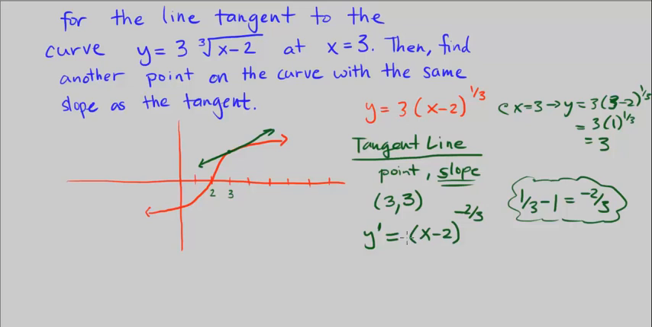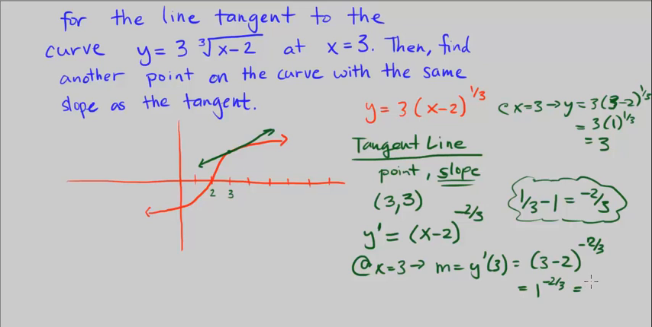So what is the slope at x equals 3? At x equals 3, y prime is our slope. I can even say m equals y prime at 3, which is equal to (3 minus 2) to the power of negative 2/3. That's just 1 to the power of negative 2/3, and 1 to any power is 1. So we have our point and our slope, m equals 1.